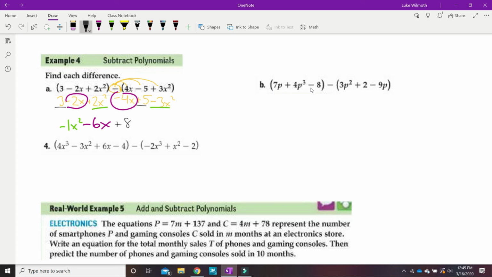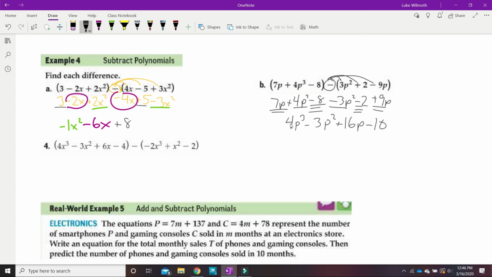Okay, so again, to recap, we just take this negative and distribute it to each of the terms, which gives me negative 3p squared on this one, minus 2, and plus 9p. The first polynomial stays the same. And now we just combine the like terms like we did in the first problem. Nothing combines with the 4p cubed. I've got a negative 3p squared that nothing combines with. I do have a 7p and a 9p, which will add up to 16p. And then minus 8 plus minus 2 is minus 10.